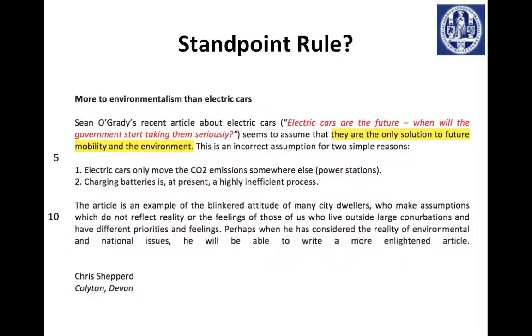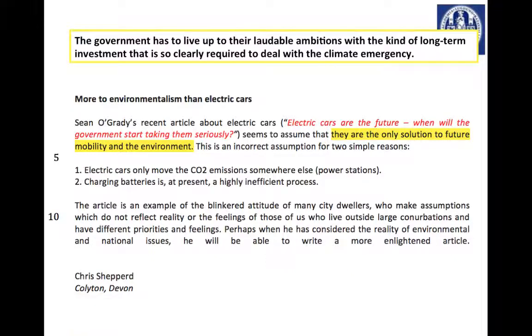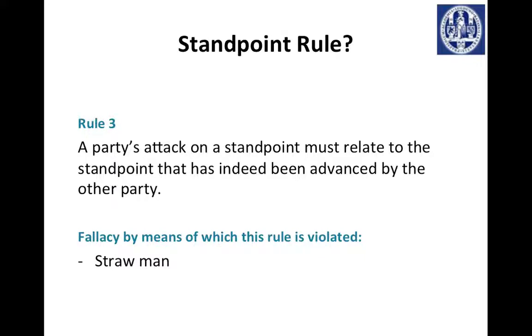He just says that it is good for the environment to drive an electric car, and the government should implement policies that allow as many people as possible to drive such electric cars in the UK. So, just as a reminder, this highlighted part in Shepherd's letter doesn't fairly represent the real standpoint that O'Grady put forward. So here we could probably speak of a strawman fallacy.